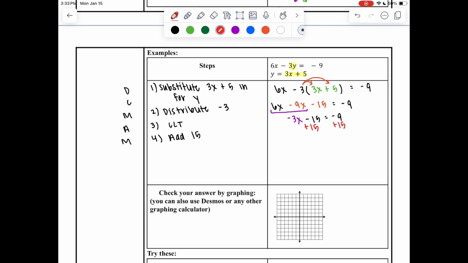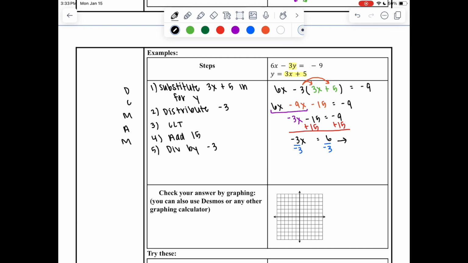So I've got negative 15 plus 15 and negative 9 plus 15. On the left-hand side, negative 15 and 15 make 0. So the negative 3x is going to drop down, and the negative 9 plus 15 is positive 6. So what I end up having is negative 3x is equal to positive 6, but I have to get the x by itself, so I divide by negative 3 on the left and the right.